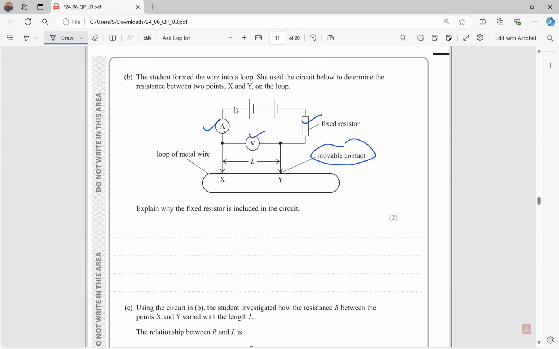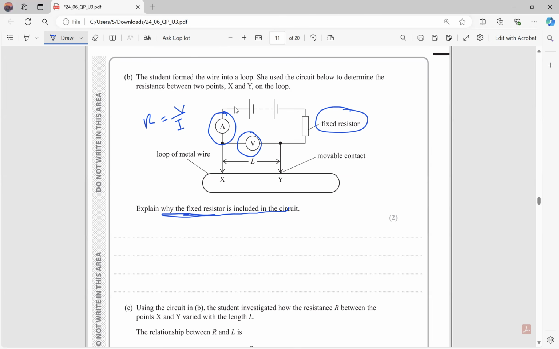Now, over here, the question is not about resistance. It's not about how to measure the resistance. It's about why the fixed resistor is included in the circuit. Like, why is there this resistor? Okay, so you can say that we need the voltmeter to get the voltage. We need the ammeter to get the current. We can use R equals V over I. But why do we need this fixed resistor? What if we remove it from the circuit?